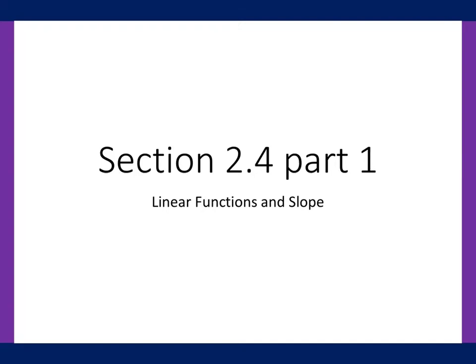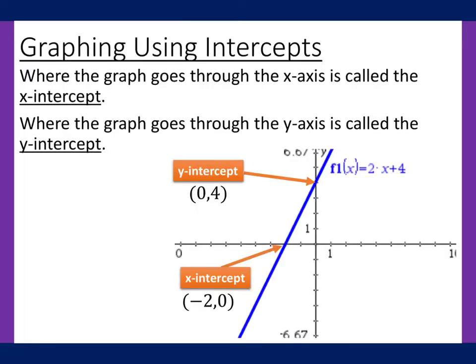Here we go with section 2.4 part 1, linear functions and slope. First thing we want to look at is a way to graph lines using intercepts, and before we can do that we need to make sure we understand what I mean by intercepts. So we've got a picture here and some definitions.